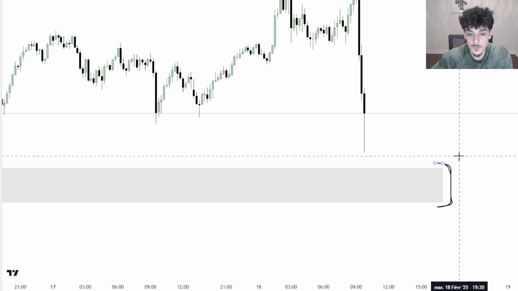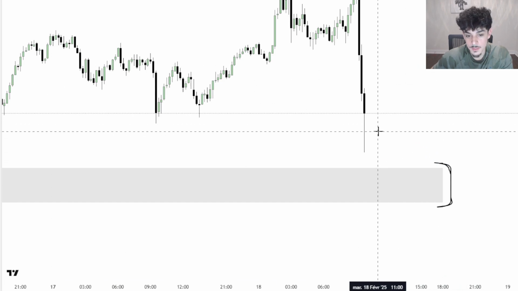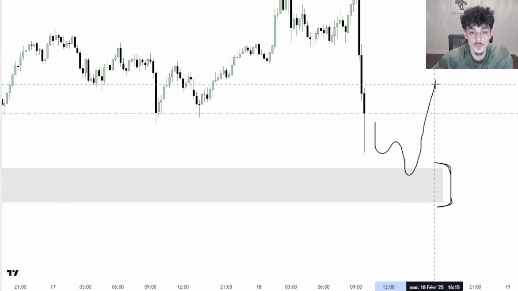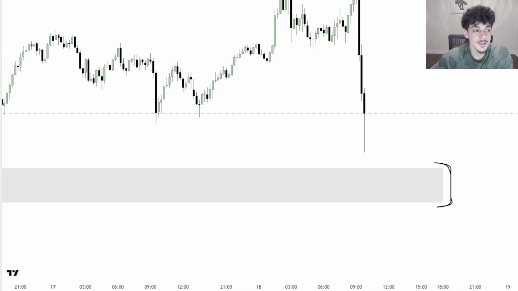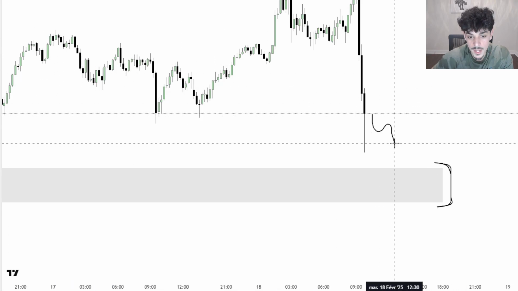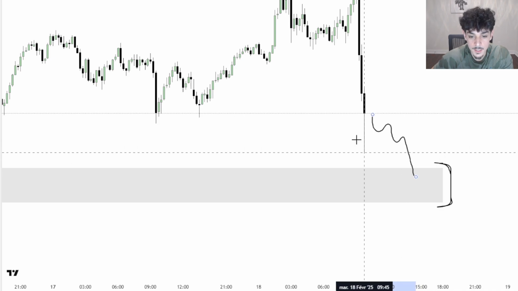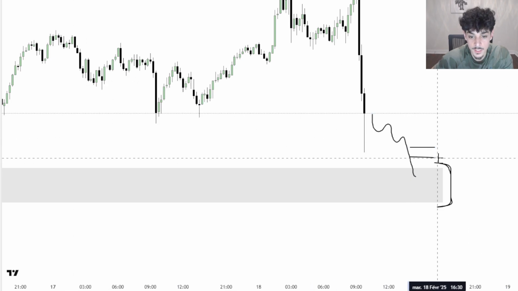So since I know that this level on the 15-minute chart is most likely going to create a new high if we bounce off of it, then I only need to wait for price to enter this fair value gap aggressively by creating a bearish fair value gap.